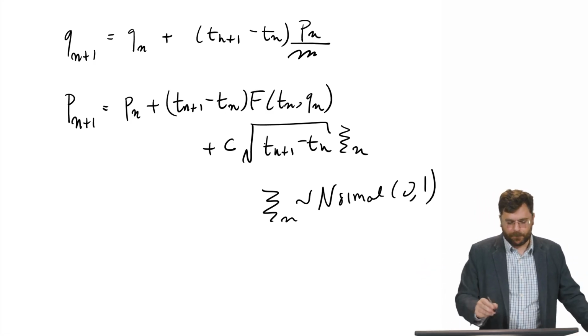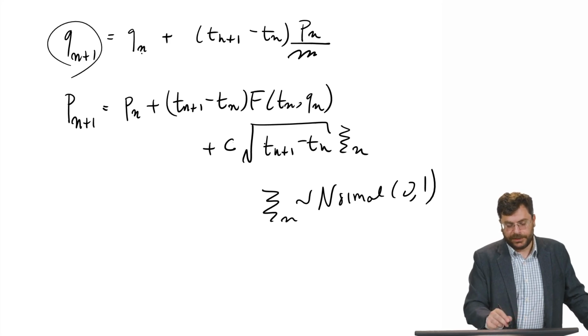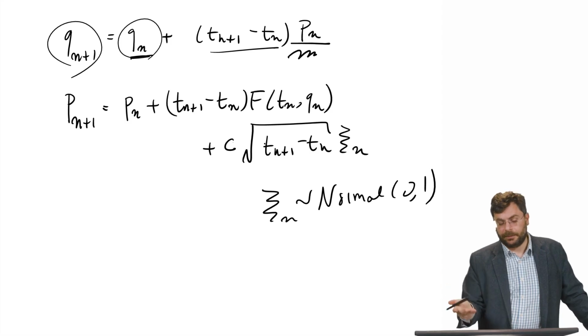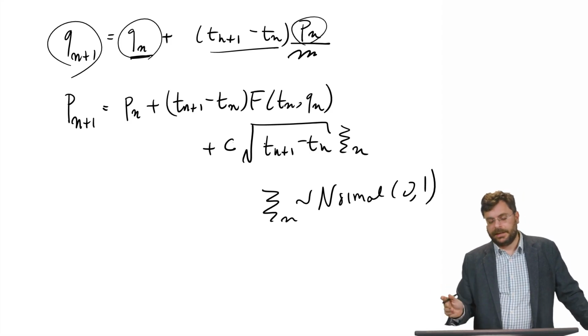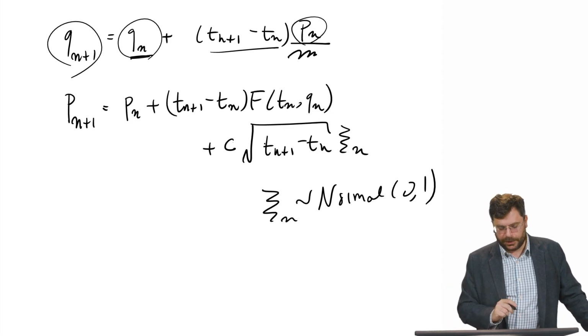So my future position is equal to my current position plus delta t times p_n, within, again, this order delta t approximation.